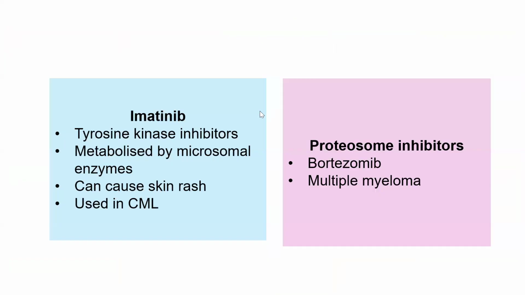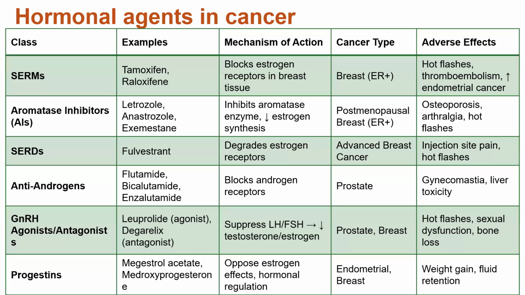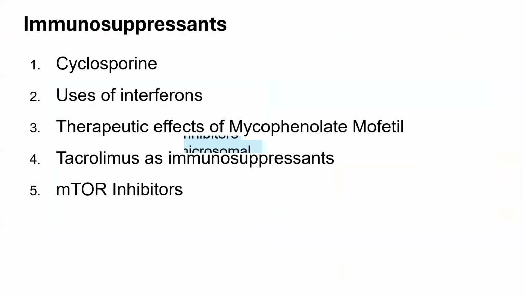And imatinib is a tyrosine kinase inhibitor used in CML. Proteasome inhibitors were once asked in short notes; it is nothing but bortezomib, useful in multiple myeloma. That's all about anti-cancer. Immunosuppressants: cyclosporin is the main one, and tacrolimus and mTOR inhibitors.